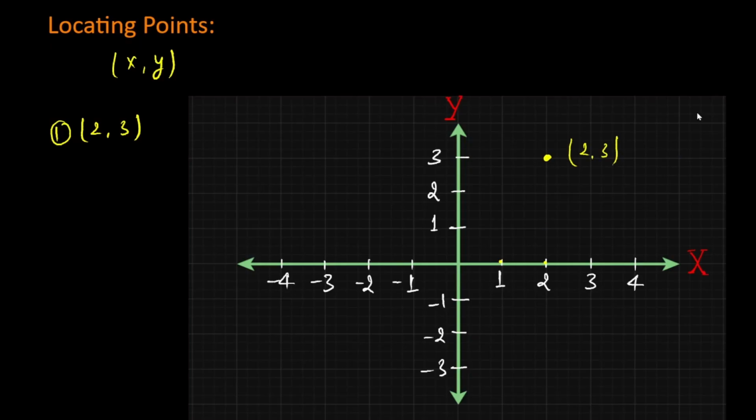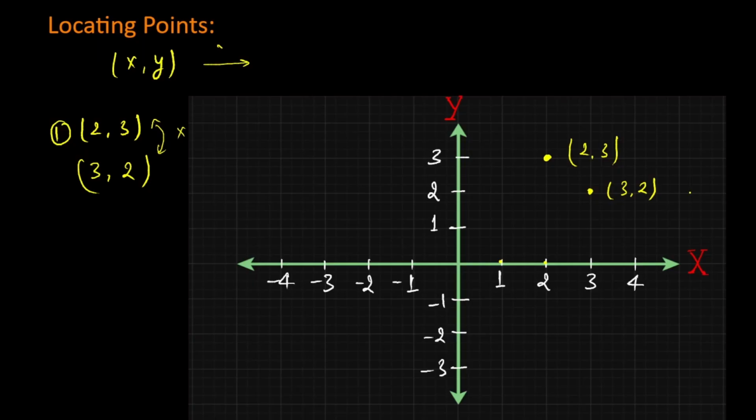Here is a very common mistake. Always keep in mind that the point (2, 3) is different from the point (3, 2). If you see (3, 2) on this coordinate plane, x is 3, so we move 3 units along the x-axis, and y is 2, so we move 2 units upward. So this point is (3, 2). As you can see, if we change the positions of x and y, we get a new point. These two do not represent the same point.